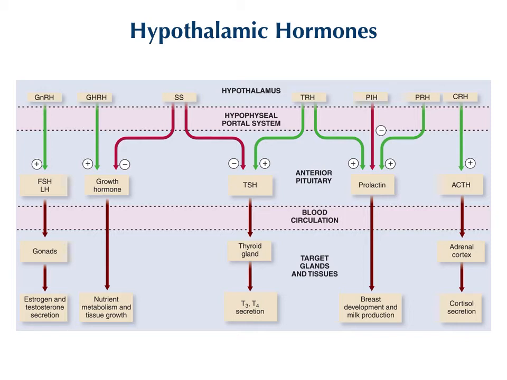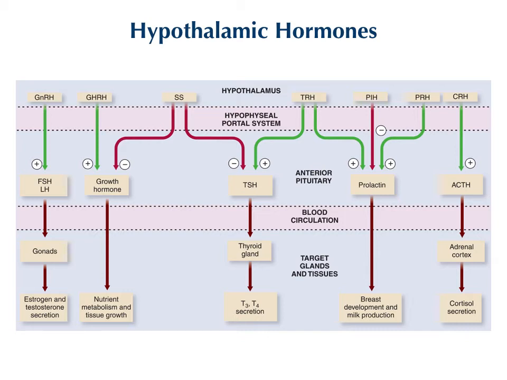Now here is a very busy slide in your book, which I don't particularly find helpful, but you might. So you can just see that across the top you have all of the releasing and inhibiting hormones that the hypothalamus produces. And you see green lines for stimulating or releasing hormones and red lines for those that are inhibiting.